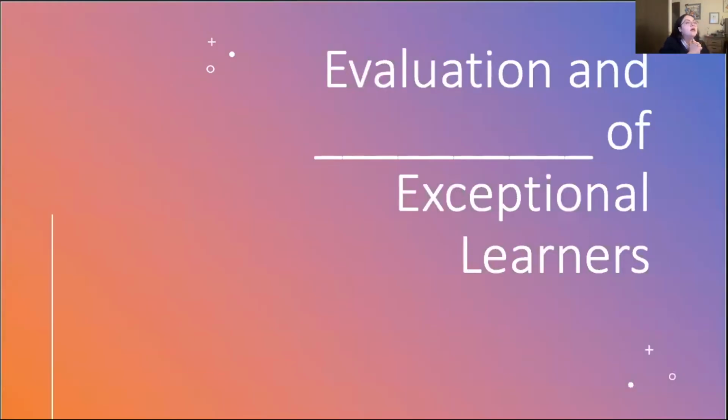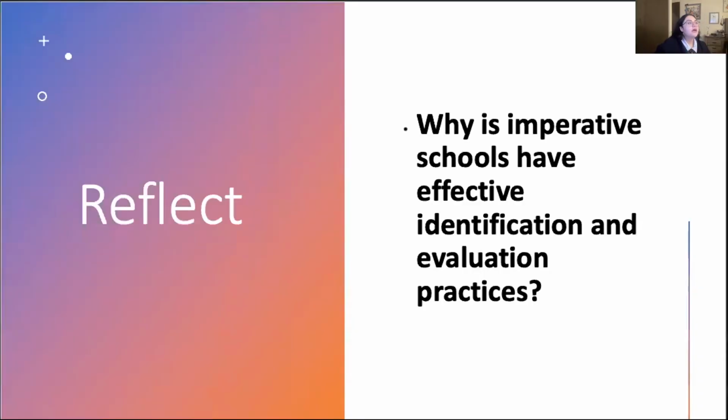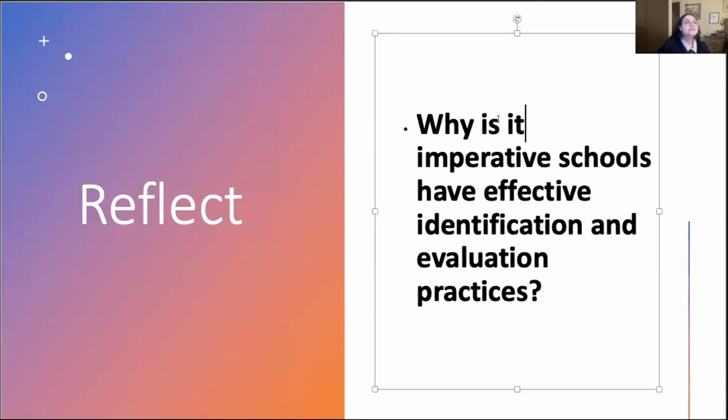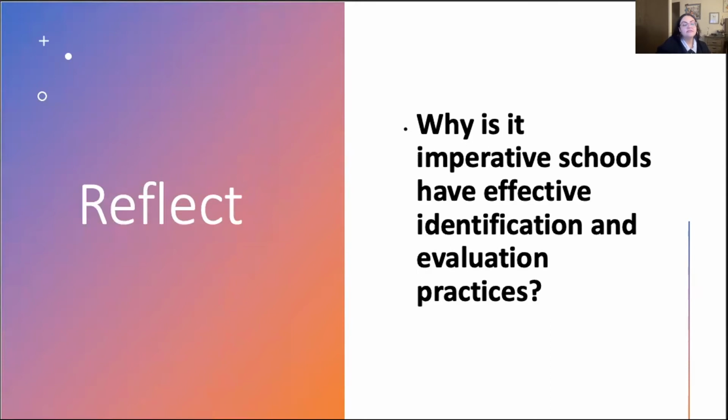Okay, we're going to look at evaluation and identification. So the word there is identification of exceptional learners. Before we do that, I would ask you all to reflect on why it is imperative that schools have effective identification and evaluation procedures. Why can't we just depend on figuring it out as we go? Why can't we just depend on parents reporting to us? Why can't we just depend on paperwork coming in from a doctor? We'll take that, and that's all we do.